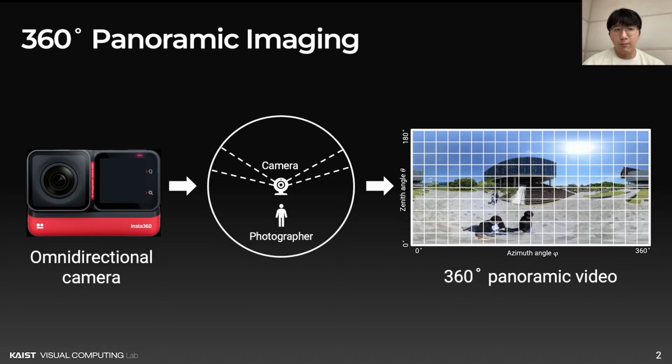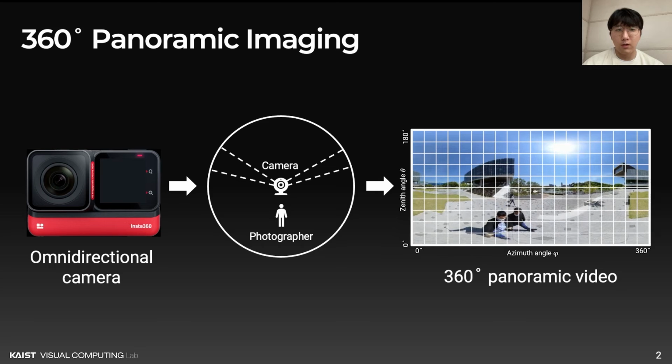An omnidirectional camera can capture scenes in 360 degrees. The captured image can be mapped in the spherical coordinates. Also, it can be represented as an equirectangular image, of which the axes denote azimuth and zenith angle respectively.